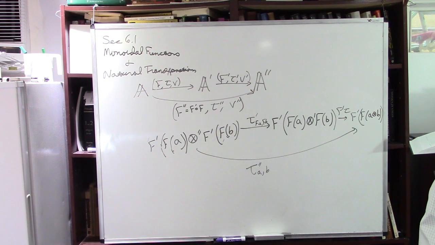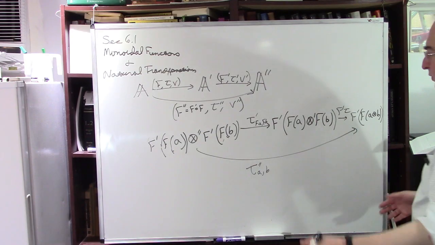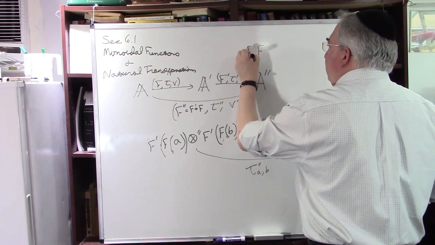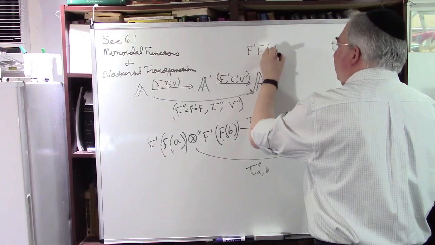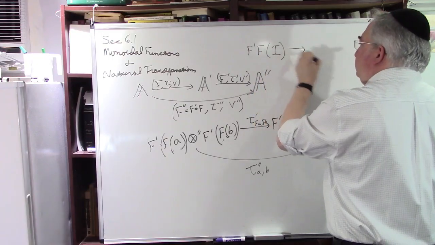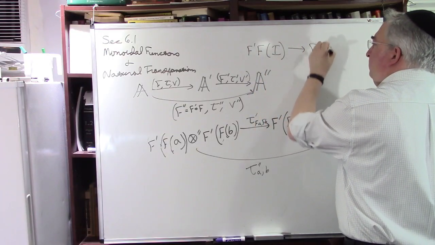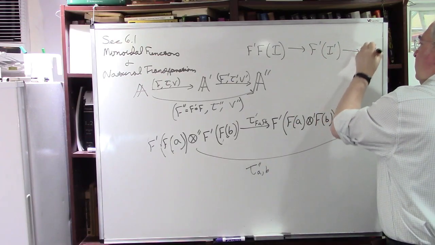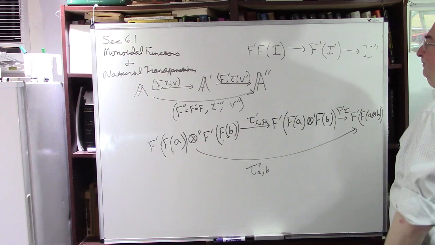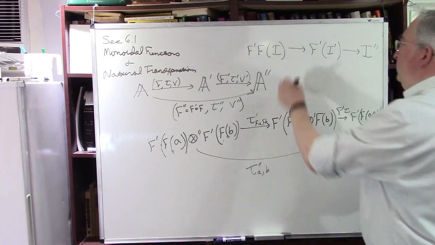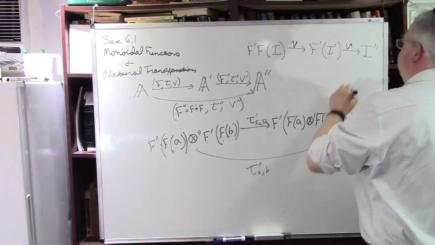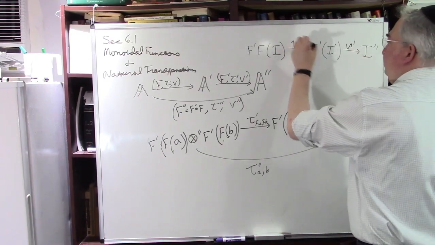And there's a nice one also for the unitors. It's not done in the book, but we can do it now. So let's do it. So we have F prime of I maps to F prime of I prime, which maps to I double prime. So this is a V and this is a V. So this is probably V prime and this is V.